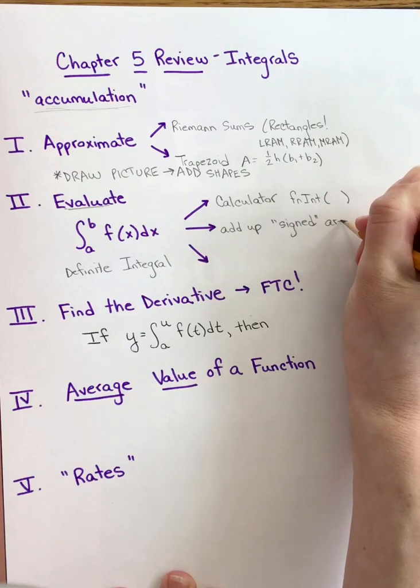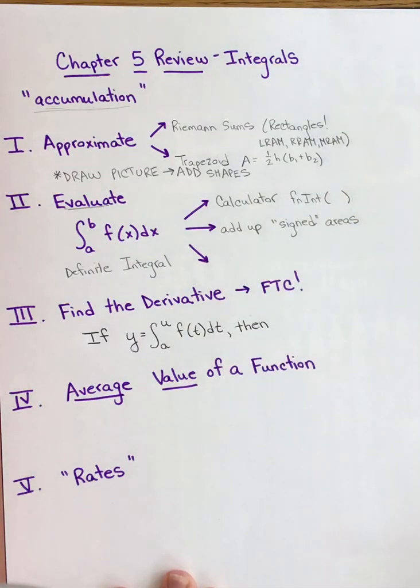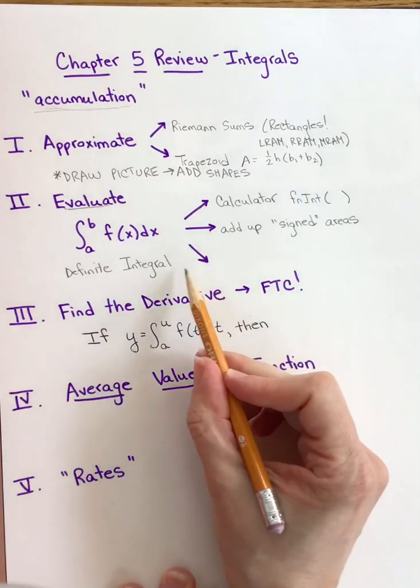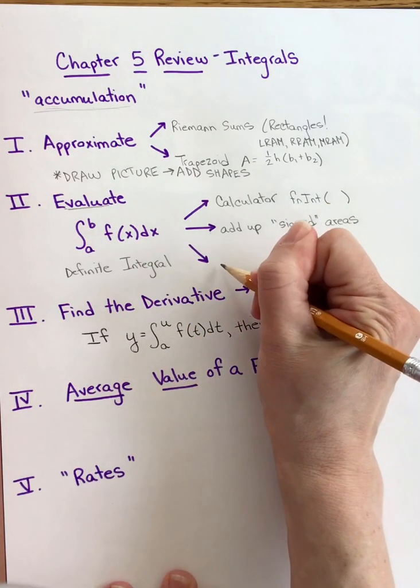Our middle method was to just add up what I called signed areas. So if the triangle was above the x-axis, it was positive. If it was located downstairs, it was negative. Add them all up.